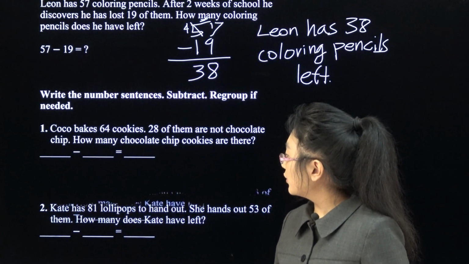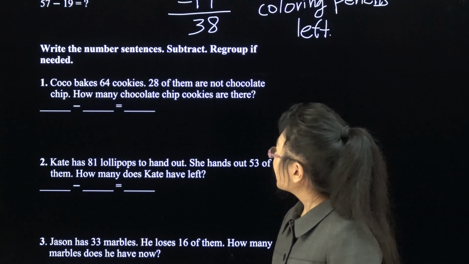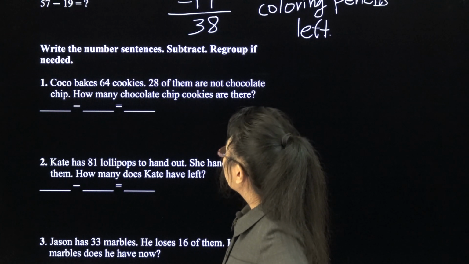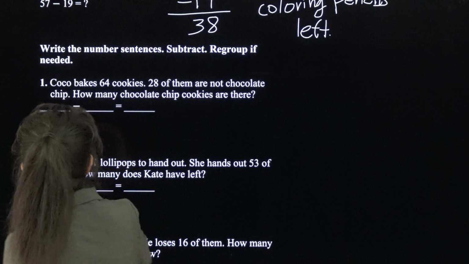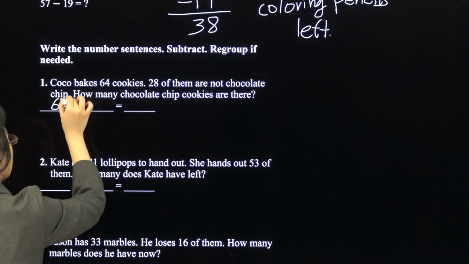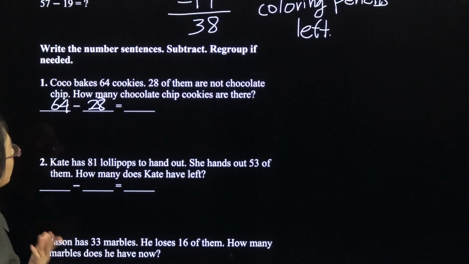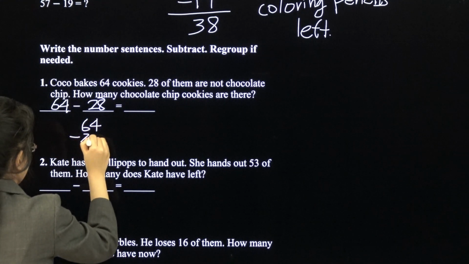Now we're going to do a few practice problems. Coco bakes 64 cookies. 28 of them are not chocolate chip. How many chocolate chip cookies are there? So that's 64 minus 28. What's that? Well, we have 64 minus 28.